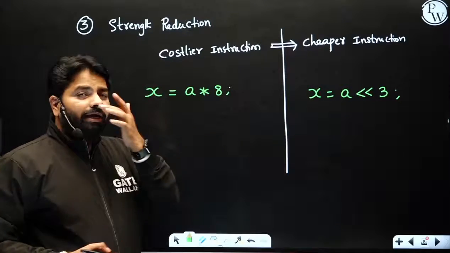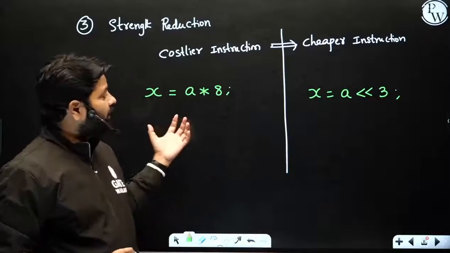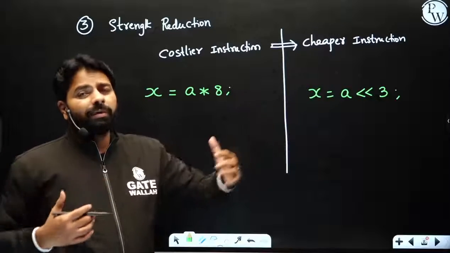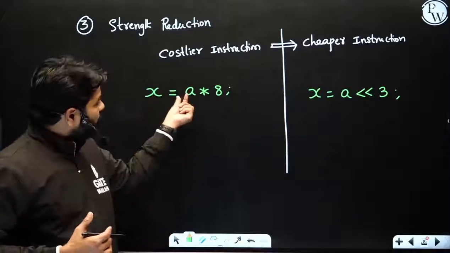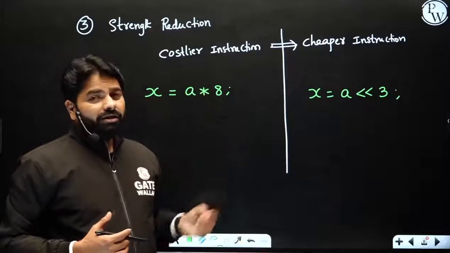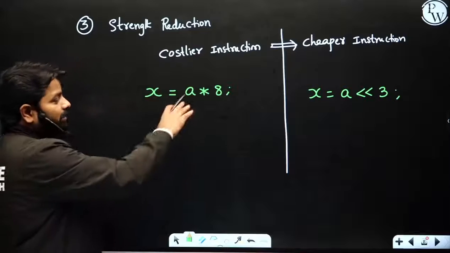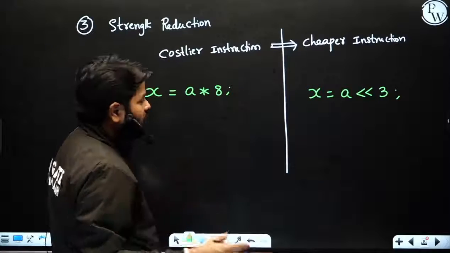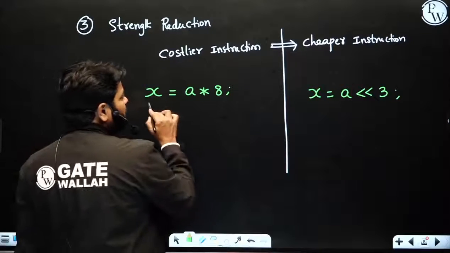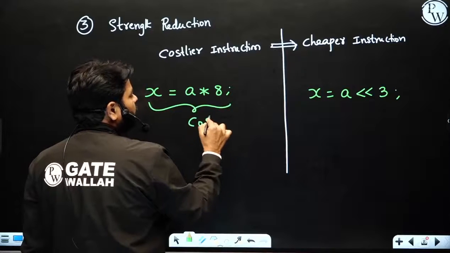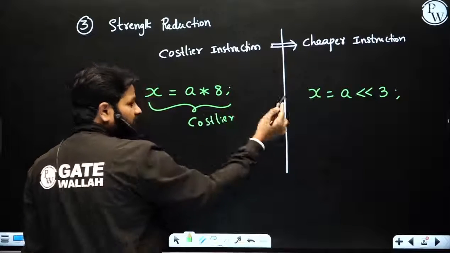If you know the multiplication algorithm from computer organization, you see a lot of registers are needed to do the multiplication, because there are so many bits. Let's say n bits, then you need nearly n registers to store the values. It takes much time. You need to add every register with the other one. So this is costlier compared to the shift.